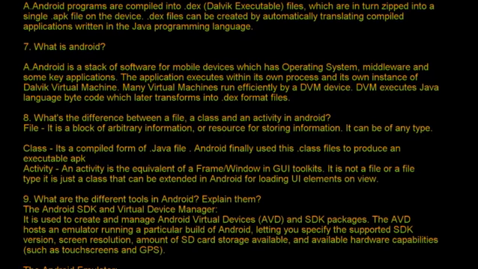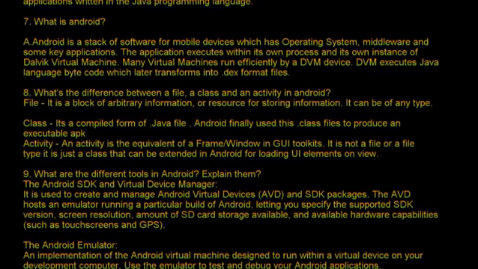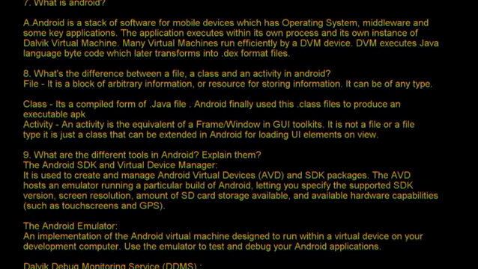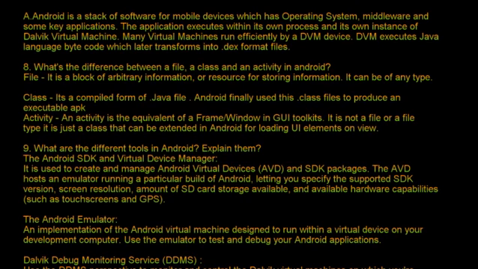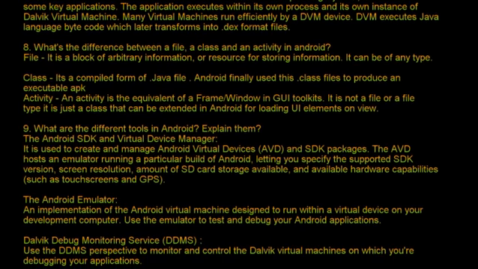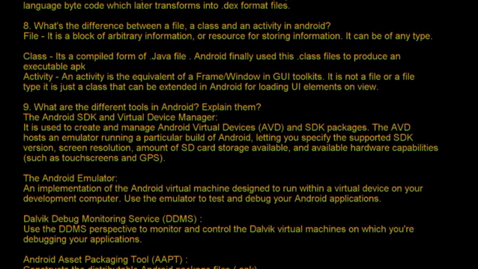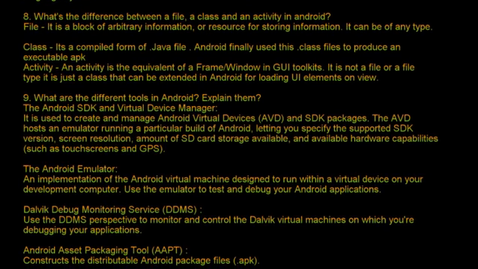8. What's the difference between a file, a class and an activity in Android? File: it is a block of arbitrary information, a resource for storing information. It can be of any type. Class: it's a compiled form of a .java file. Android finally uses these .class files to produce an executable APK. Activity: an activity is the equivalent of a frame or window in GUI toolkits. It is not a file or a file type, it is just a class that can be extended in Android for loading UI elements on view.